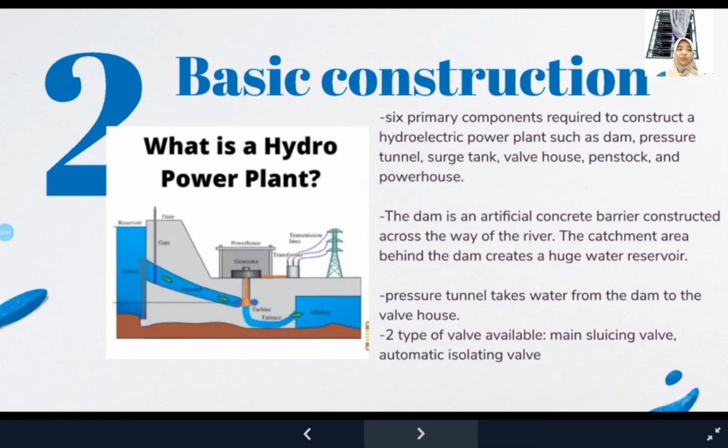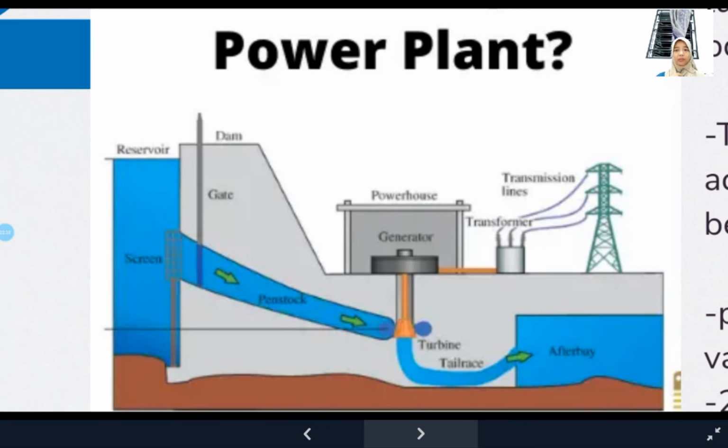And this is the basic construction of the hydropower plant. So we can see here there are 6 components of the power plant, which are the reservoir, dam, gate, and the powerhouse, which consists of the generator, and at the bottom of the powerhouse there's a turbine, and then there's the transformer and the transmission line that will transfer the electricity to the house.